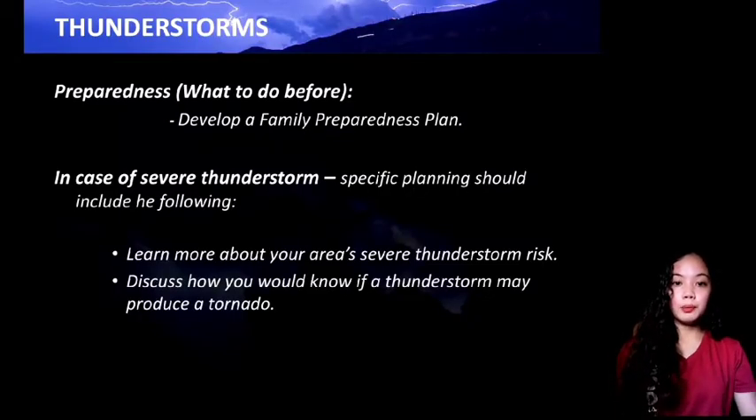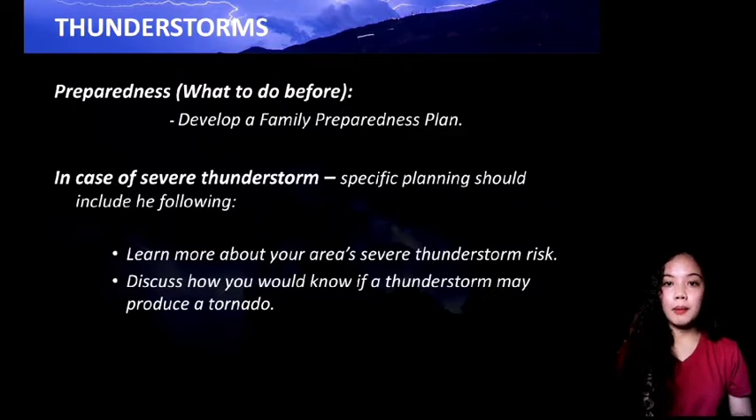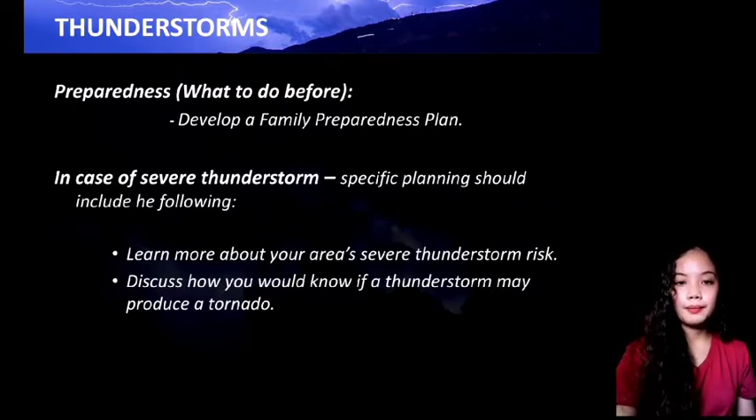What to do or how to prepare before. Develop a preparedness plan with your family. So here are the specific plans that should include the following in case of severe thunderstorms. Number 1, you must learn more about your area's severe thunderstorm risk. Number 2, discuss with your family how you would know if a thunderstorm may produce a tornado.